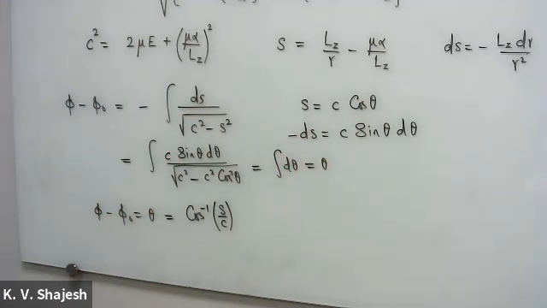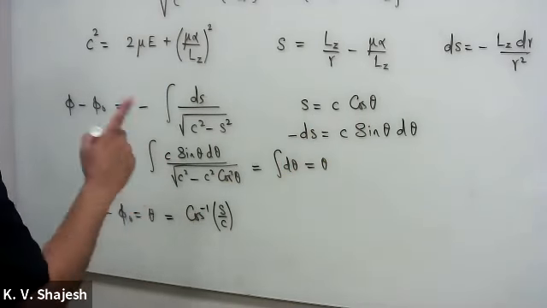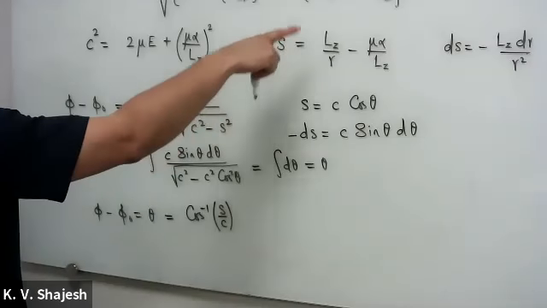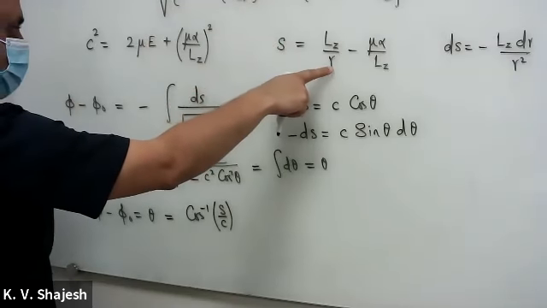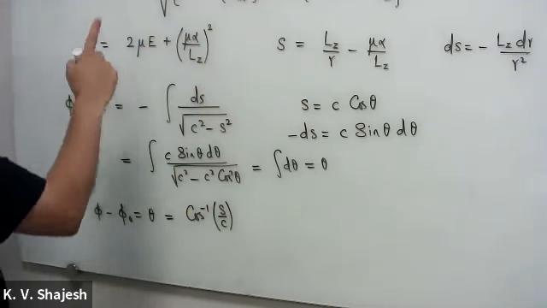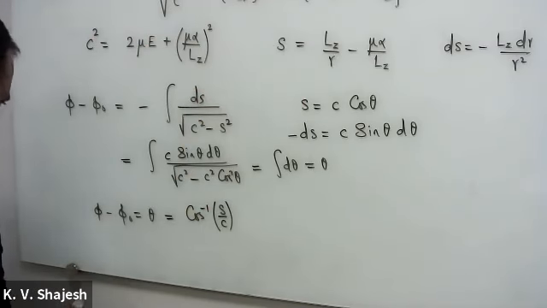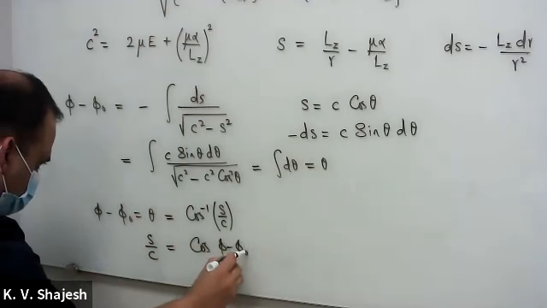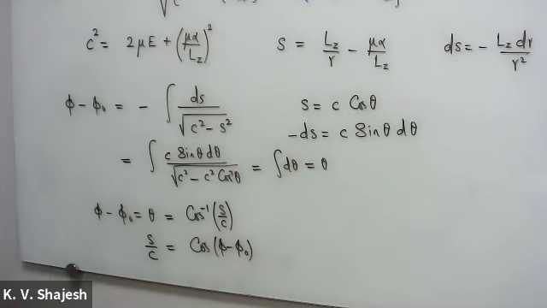Clear as of now? We are looking for radius. S was still a temporary parameter, so we have to go back and replace S with this, C with this. Before that, I can say S over C is equal to cosine of phi minus phi naught. That's my solution. And now let's replace S and C.